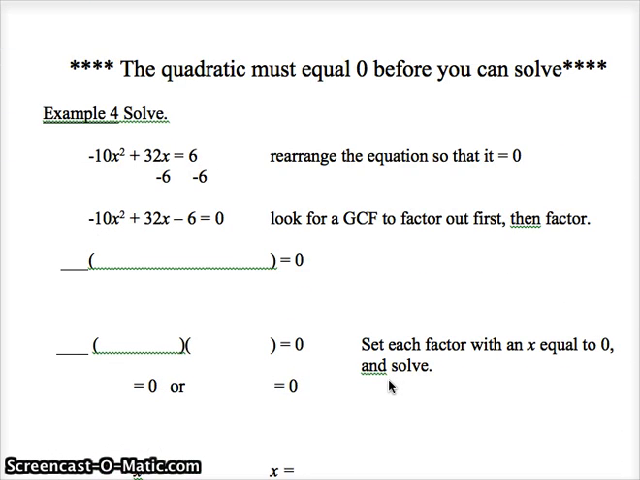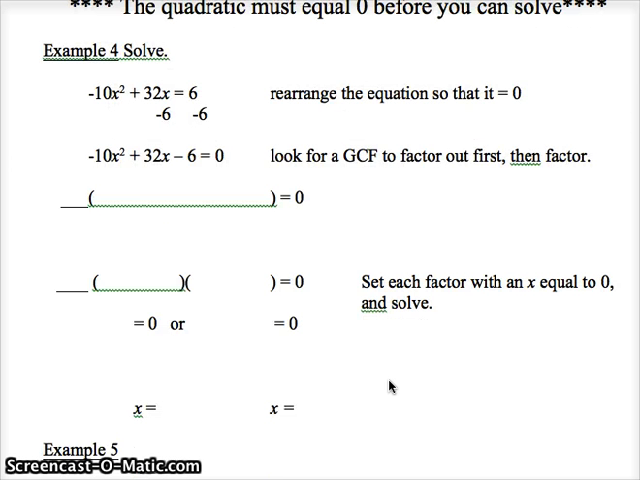Okay, so let's look on. What happens when the quadratic doesn't equal 0 to start? Example 4, negative 10x squared plus 32x plus 6. The first step when we want to solve for our roots is that we want our entire equation to equal 0. You cannot factor unless it equals 0. So we move the 6 to the other side by subtracting it. So we have negative 10x squared plus 32x minus 6.